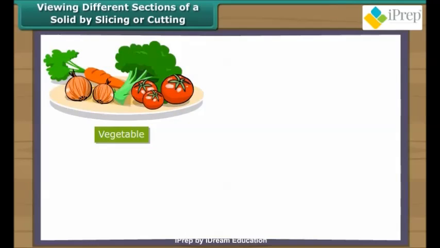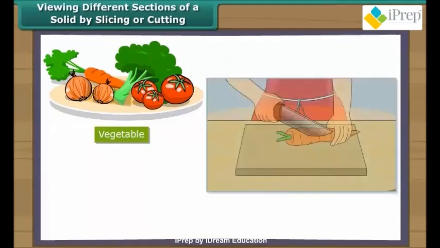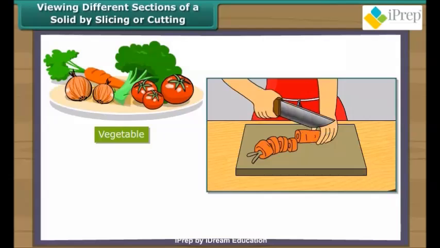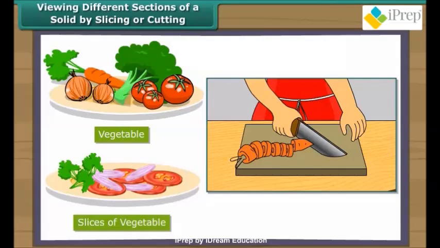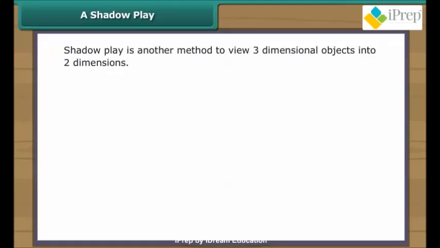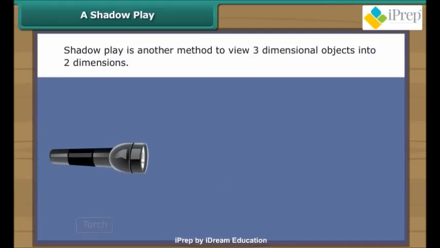You must have visited the kitchen, and many a time you have seen vegetable cutting. So after cutting the vegetables, they take different shapes. A shadow play. We have another game to play that we call shadow play. It is another method to view three-dimensional objects in two dimensions. Let us see some of the objects through this method.